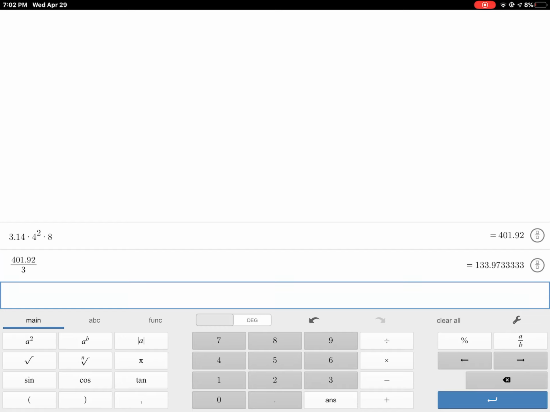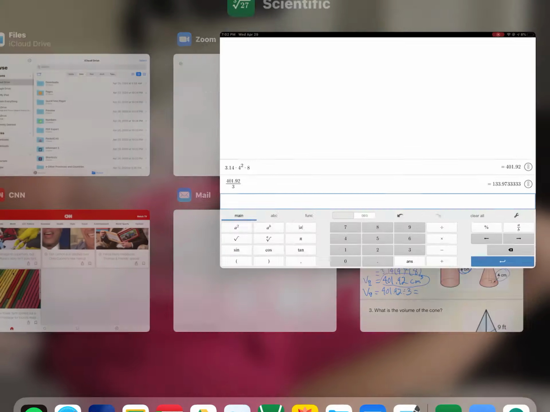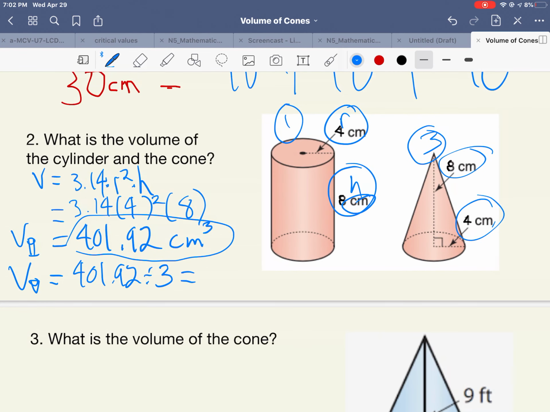Now what I'm going to do as well is I'm going to leave a link to the Desmos Scientific Calculator. So 133.97. That rounds nicely to 134. So 134 centimeters cubed. And that is the volume of the cone. If you notice, I only had to do one calculation, and then I just had to divide by 3, because the cone and the cylinder are the same formula, except for the cone you divide by 3.